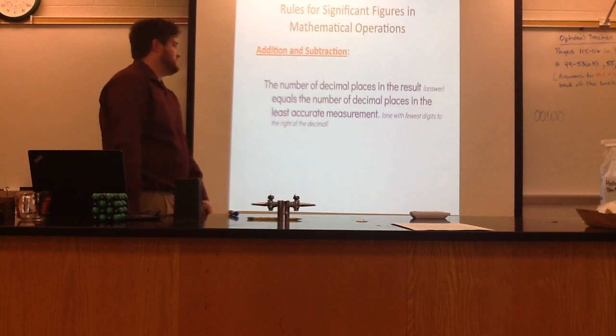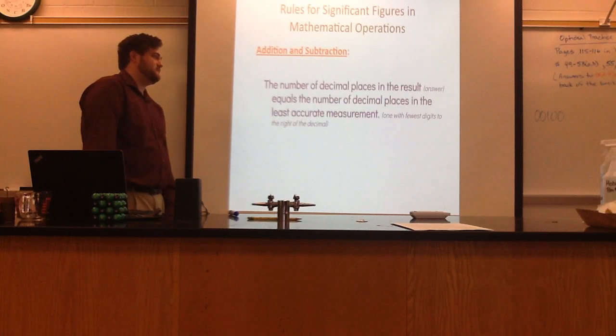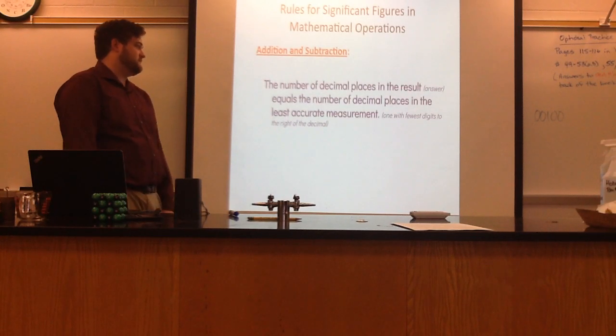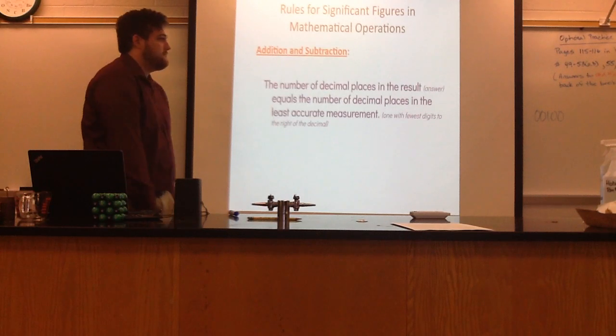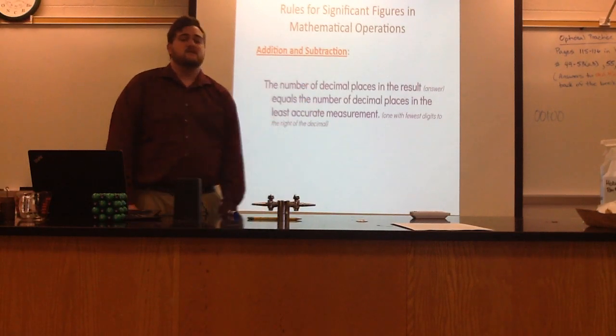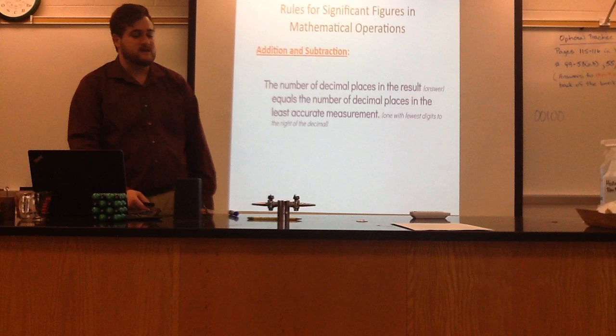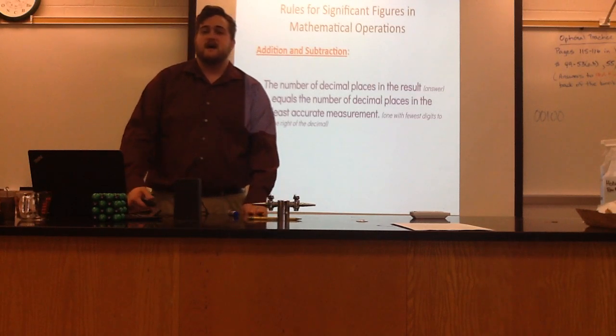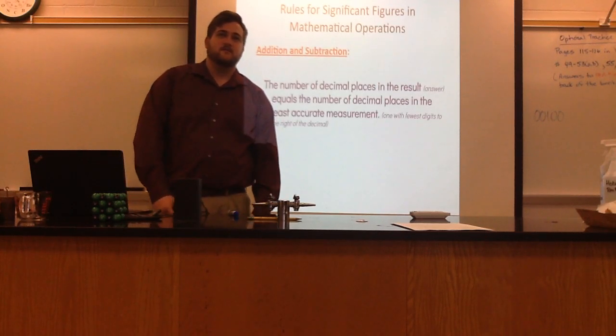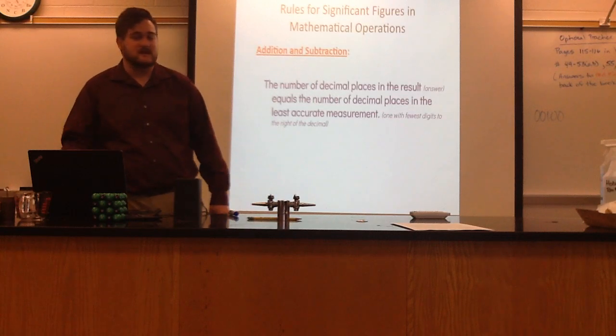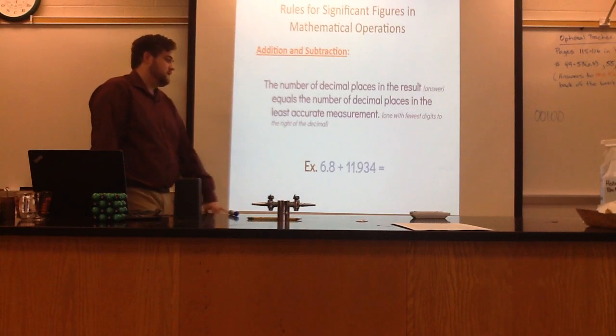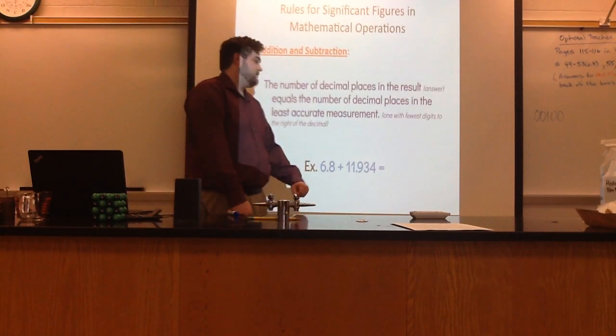So for addition and subtraction, the number of decimal places in the result equals the number of decimal places in the least accurate measurement. So basically, when you're dealing with decimals with addition and subtraction, you want to make sure that you're looking at the least number of decimals, and you go off of that to finish your calculation. So, for example, 6.8 plus 11.934.